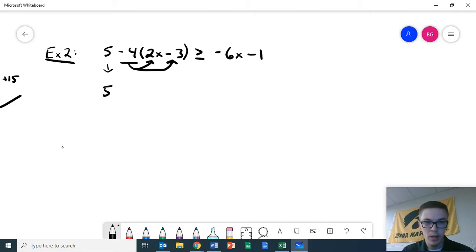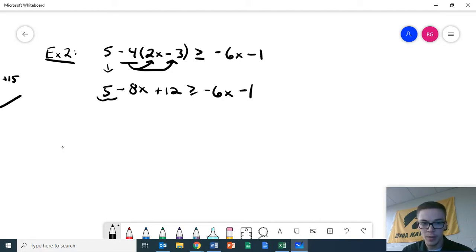So I'm going to have 5, and then I'm going to have negative 4 times positive 2x is a negative 8x. I'm just going to write minus 8x. Negative 4 times a negative 3 is a positive 12. Then it's going to be greater than or equal to. Everything else still comes down. Negative 6x minus 1. Now on that left-hand side, I have a few things I can combine together.